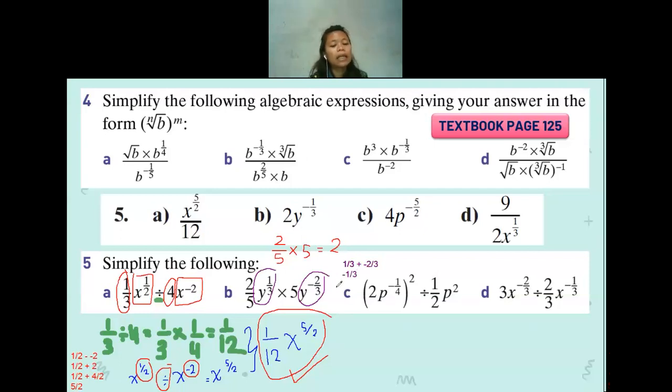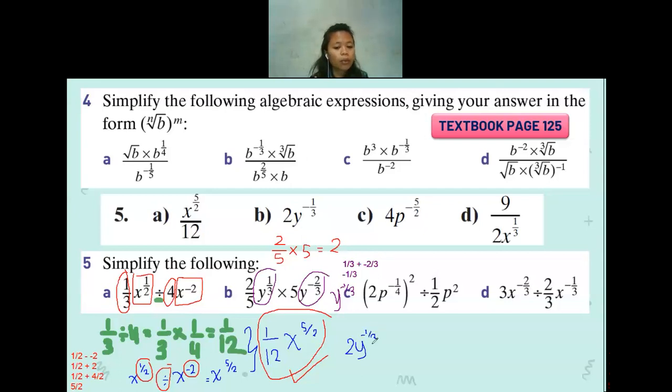So now we can combine the letters. The letters will be y to the power of negative 1 per 3. And then for the numbers, we have 2. So in the end, when we combine it, it will be 2y to the power of negative 1 per 3.